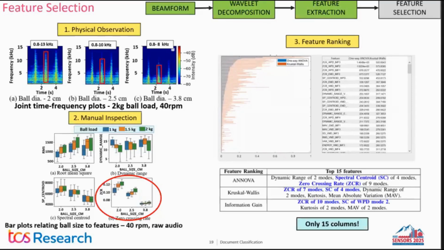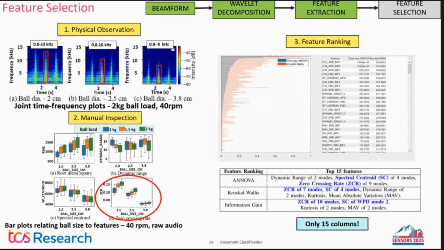Now, if we consider all the modes, this will become very time consuming, right? So we do something called feature ranking. Here we have considered all the previously mentioned feature columns with all IMF and mode feature pairs. And we have chosen 3 feature ranking algorithms: ANOVA, Kruskal-Wallis, and information gain. And we have taken the top 15 features.